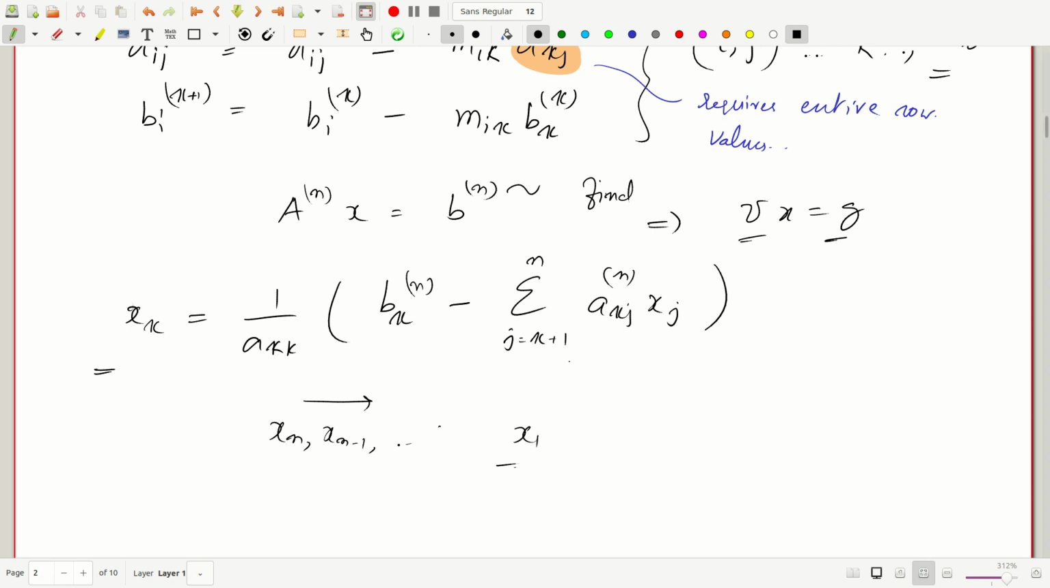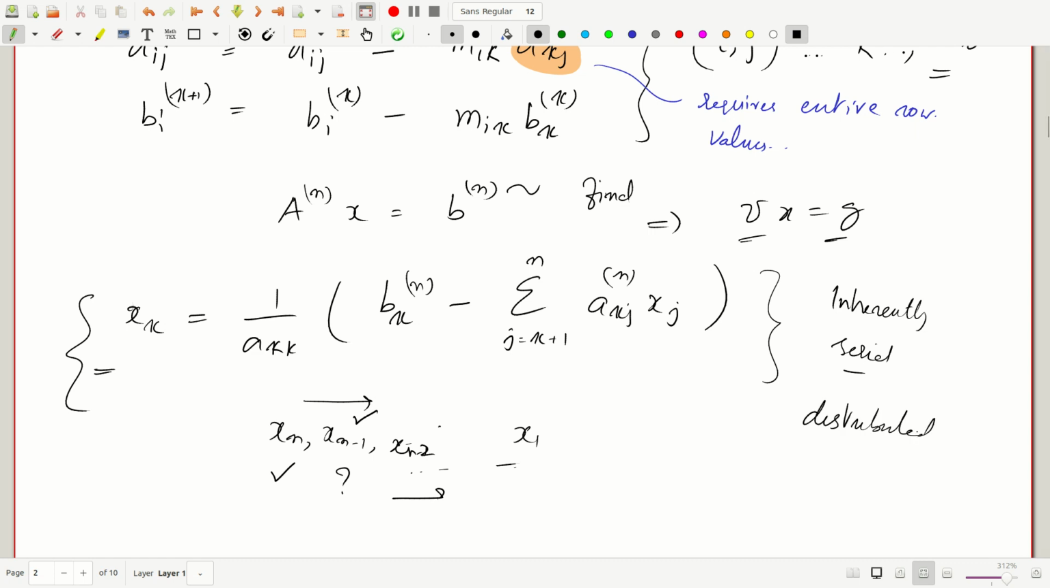What we see here is that the backward substitution phase is inherently serial. Even if you use a distributed memory system, unless you calculate x_n, you cannot calculate x_(n minus 1), and only if you calculate x_(n minus 1) can you calculate x_(n minus 2), and so on. So this is inherently serial. As a result, we cannot parallelize this, either on a distributed memory system or on a shared memory system.